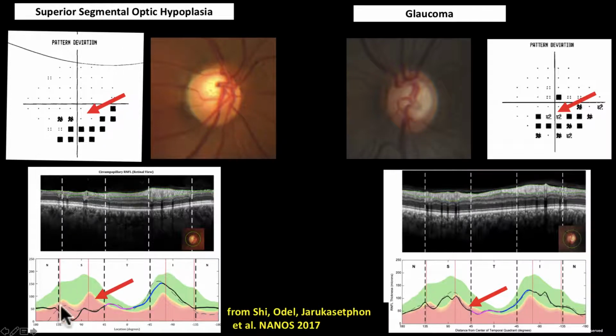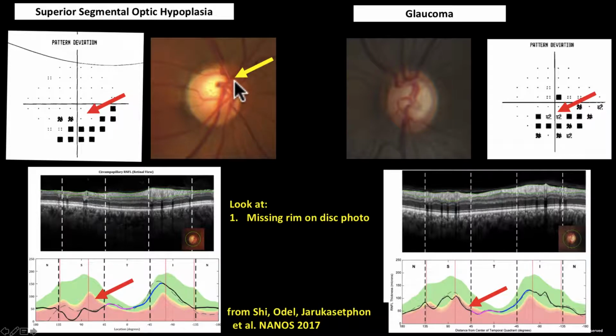Notice that you've got thinning here throughout the superior region. And notice what's happening here. There's no rim. There's no rim here. So what this is, is a superior segmental optic hyperplasia. This patient was born with this defect.